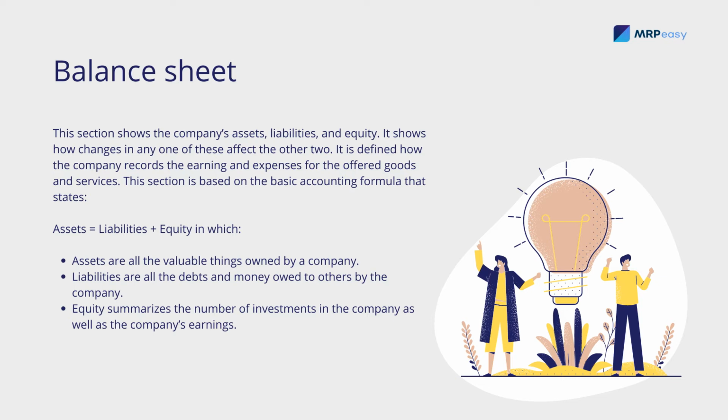This section is based on the basic accounting formula that states assets equal liabilities plus equity, in which assets are all the valuable things owned by a company. Liabilities are all the debts and money owed to others by the company. Equity summarizes the number of investments in the company, as well as the company's earnings.